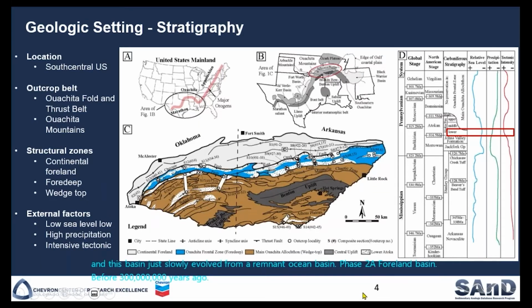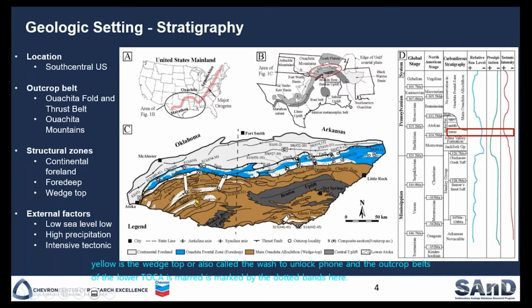So if we zoom into the study area, it's over here sitting on the northern side of the present-day Gulf Coast region. The Ouachita Mountains are the outcrop part of the ancient Ouachita Fold and Thrust Belt. This area has been divided into three structural zones. From north to south, they are the continental foreland, which is the white, the orogenic foredeep, which is the blue, and the yellow is the wedge top, also called the Ouachita Allochthon. And the outcrop belts of the lower Atoka are marked by the dotted bands here.